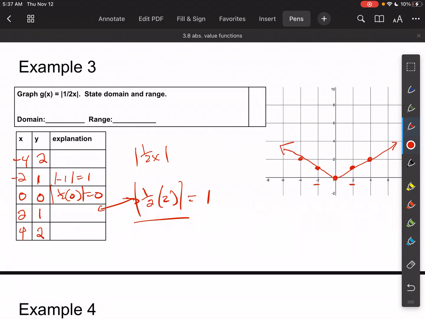And the domain for this thing, all reals. You'll notice that's a pattern. The x's in this direction go off to infinity. Plug whatever you want in. But the range will never go below the axis again. So range, y values where y is greater than or equal to 0.